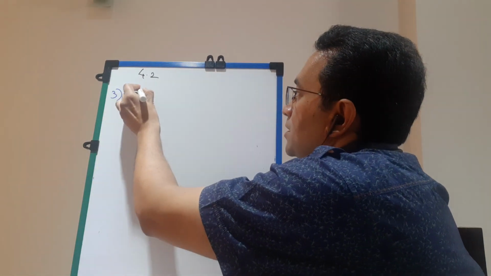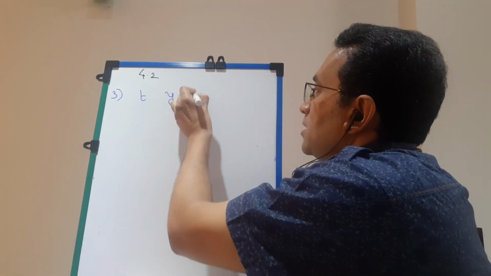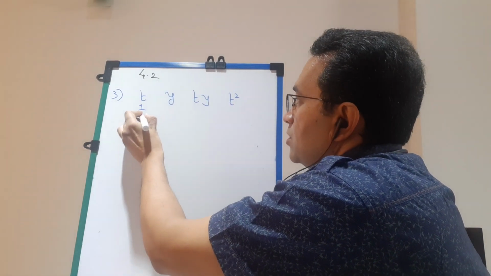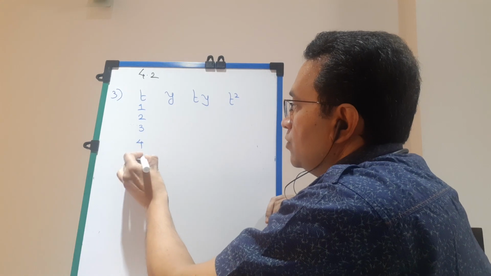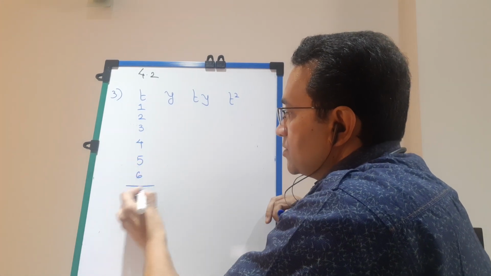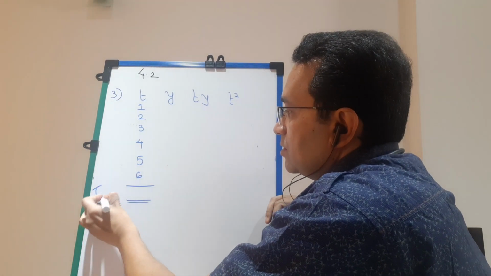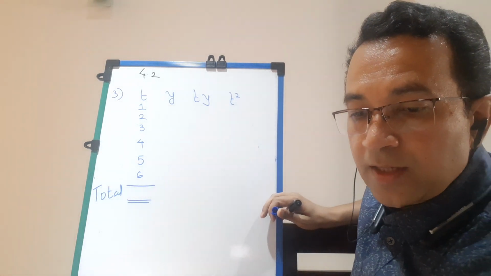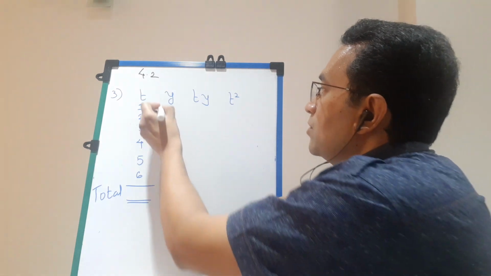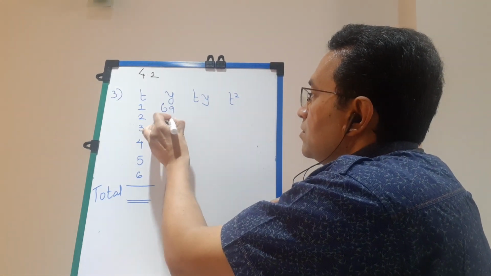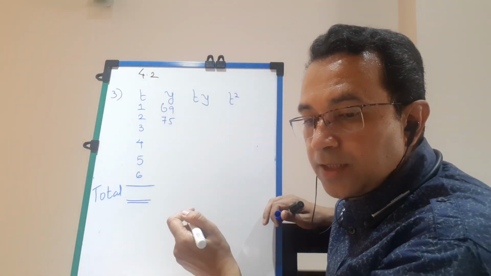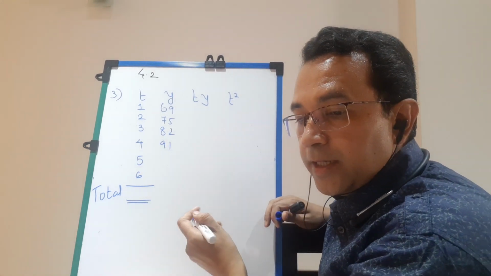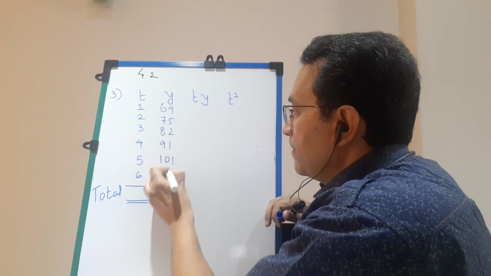Question 3. t, y, t into y, and t square. t: 1, 2, 3, 4, 5, 6. Now, values of y: 69, 75, then 82, 91, 101, 115.